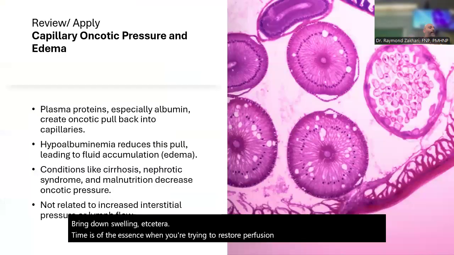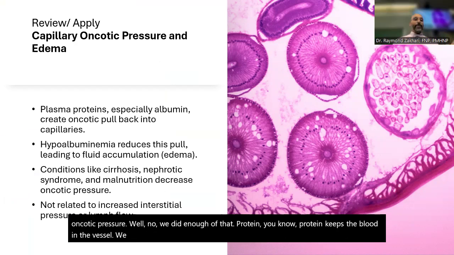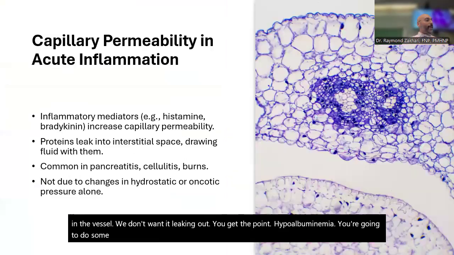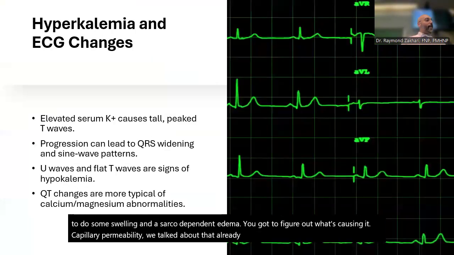Okay, so let's talk about capillary oncotic pressure. Well, no, we did enough of that. Protein keeps the blood in the vessel. We don't want it leaking out. You get the point. Hypoalbuminemia, you're going to notice some swelling and sacral dependent edema. You've got to figure out what's causing it. Capillary permeability, we talked about that already. We're rinsing and repeating here.